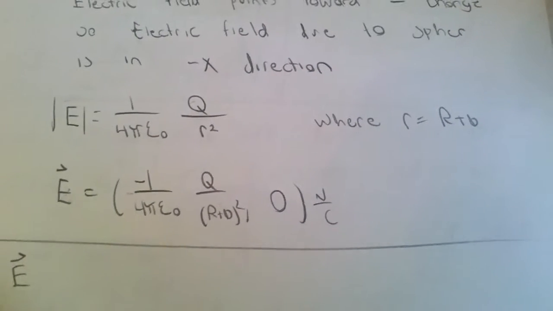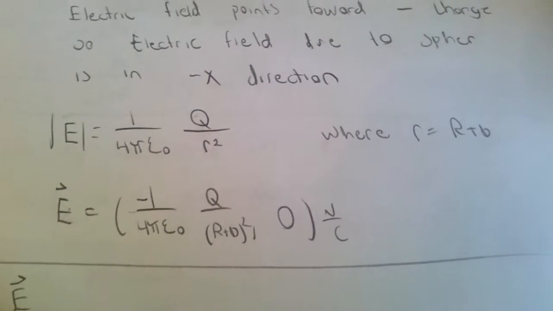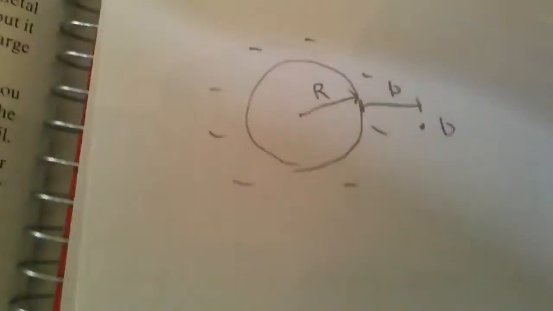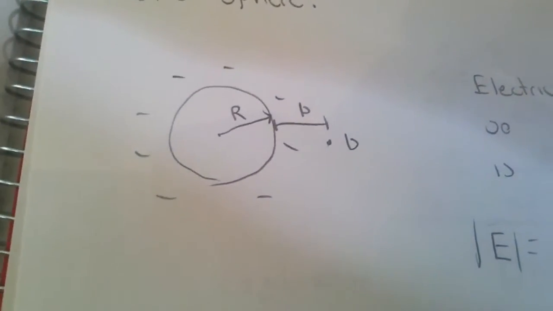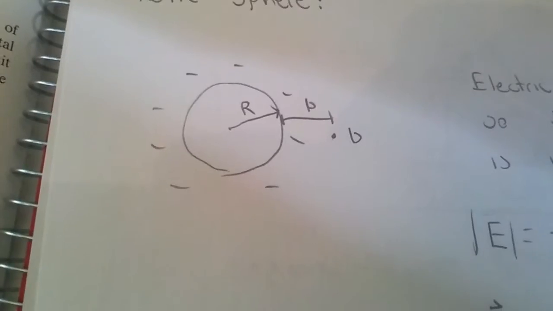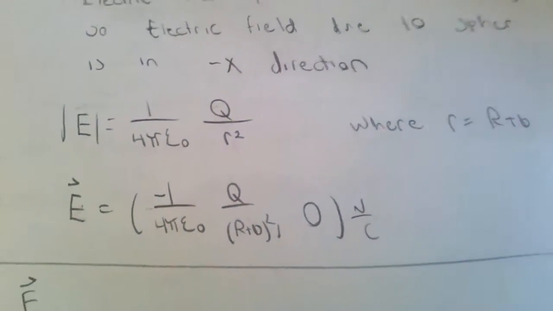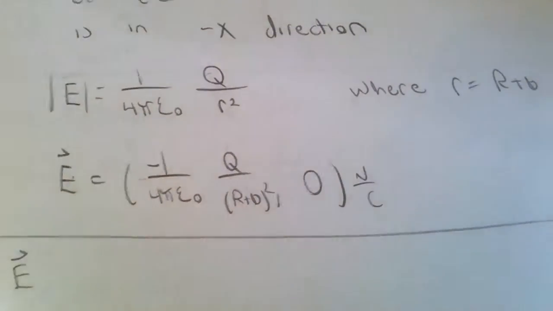Next, we use the formula we stated before, which is the electric field for a point charge. And R in this problem is big R plus little b. As we can see, the center of the sphere is located at the point, and to get to B, it's a distance big R plus little b. So this is what we get from that.